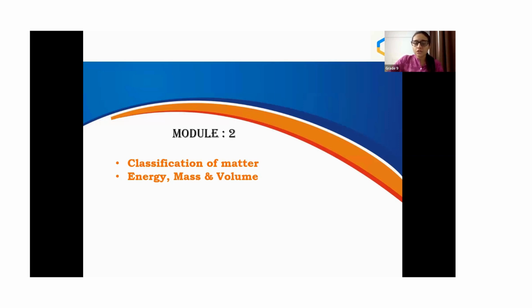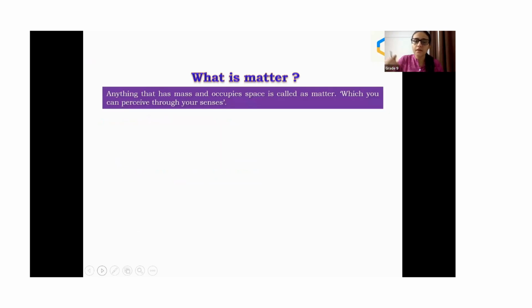Okay, so we are going to see the classification of matter. First we write a definition of matter, and then I'll tell you about the classification of matter as well. Everybody, you can write the chapter name. The first topic is matter. You can write the question, what is matter. Anything that has mass and occupies space is called matter, which you can perceive through your senses.